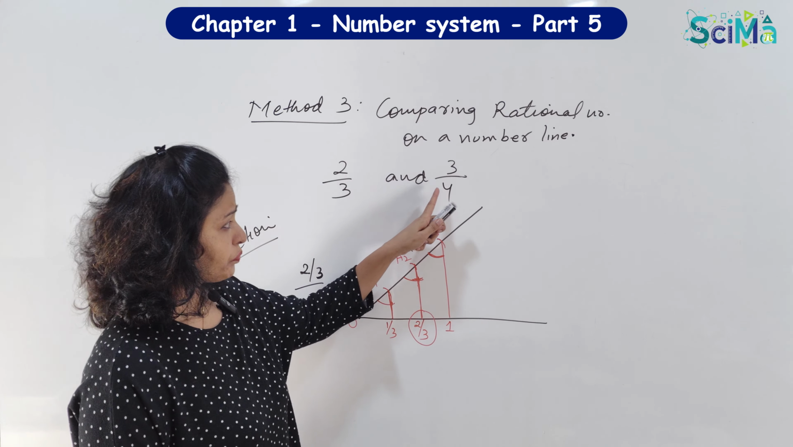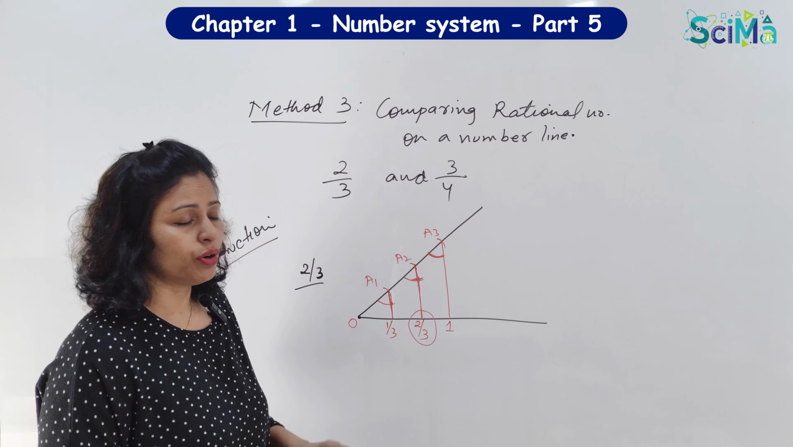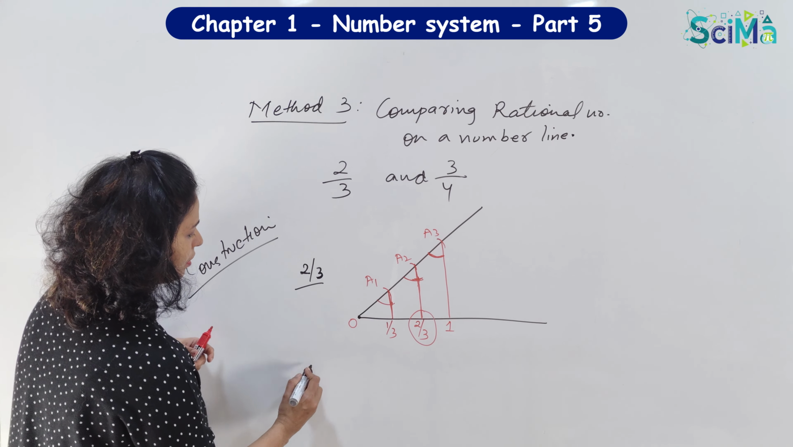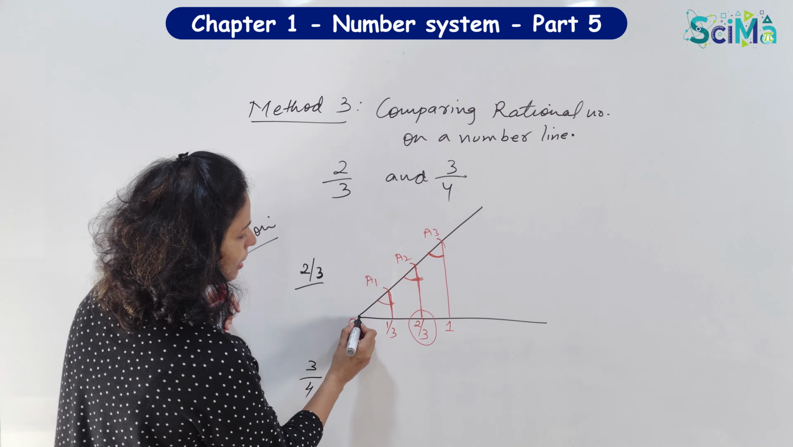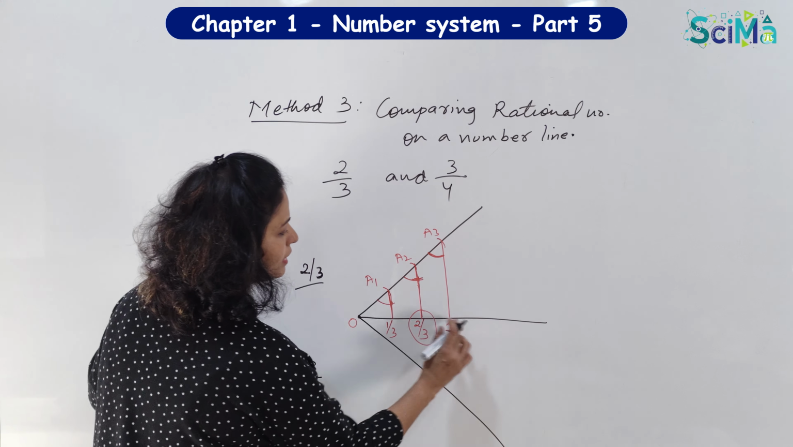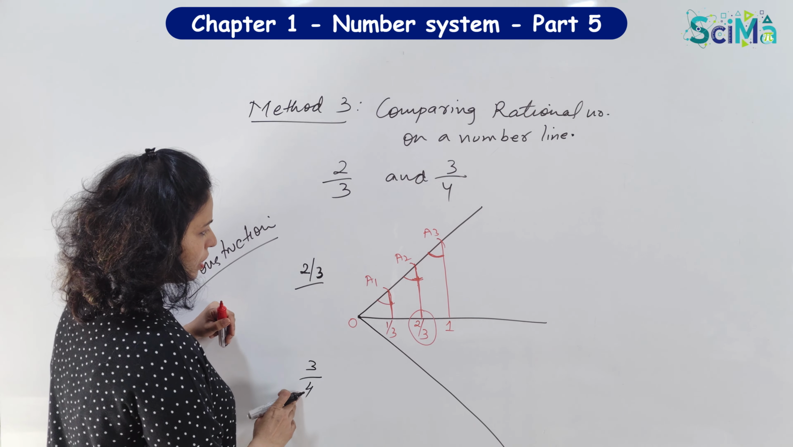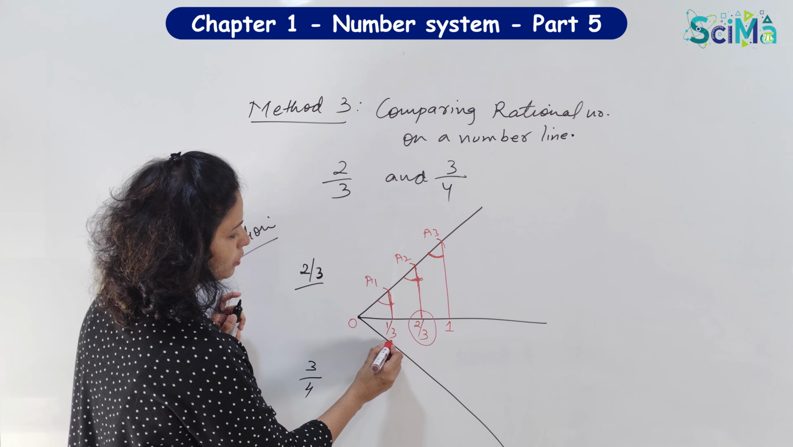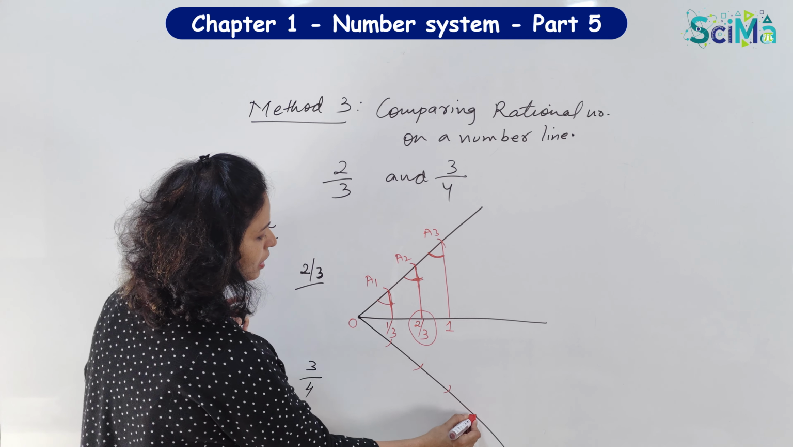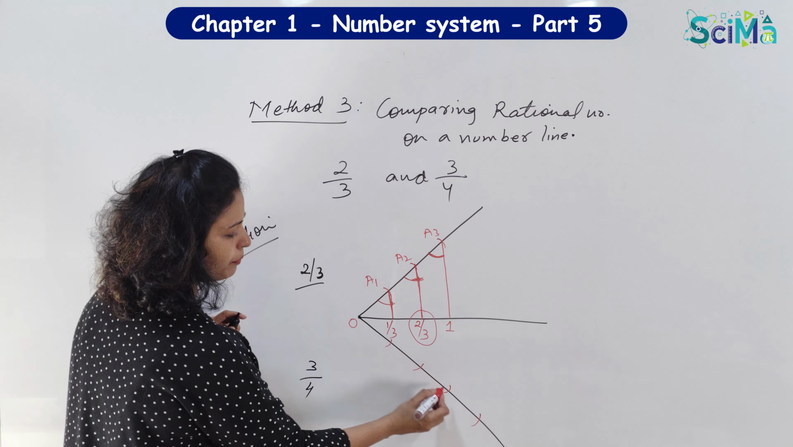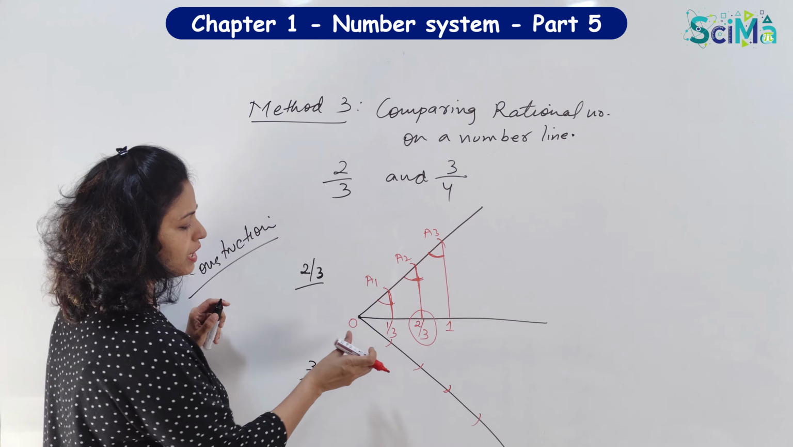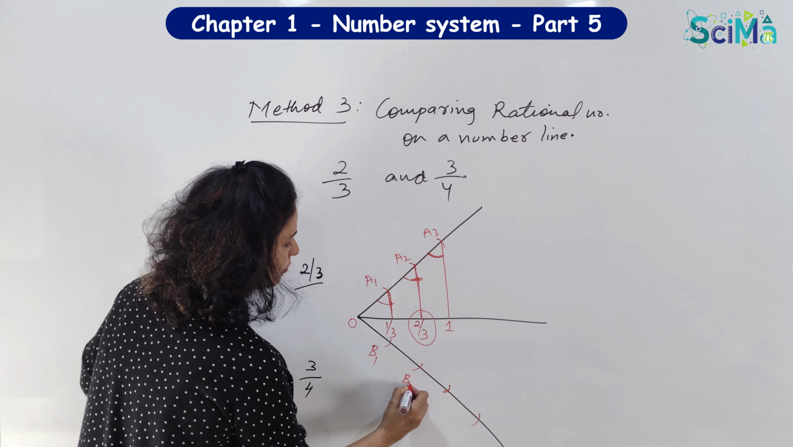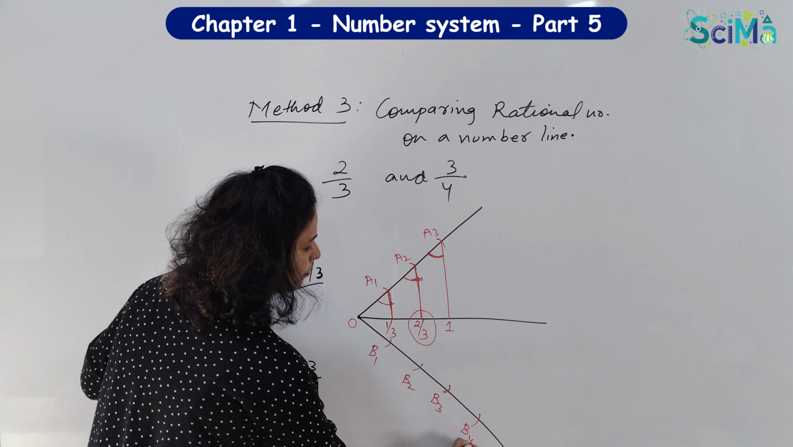Okay, now 3 by 4. How do I show 3 by 4? For that, I'll make an acute angle below this line. Now here it is 4, so we will divide it into 4 equal parts: 1, 2, 3, 4. With the compass and scale you measure equal divisions and make 4 equal parts. Name them B1, B2, B3, B4.